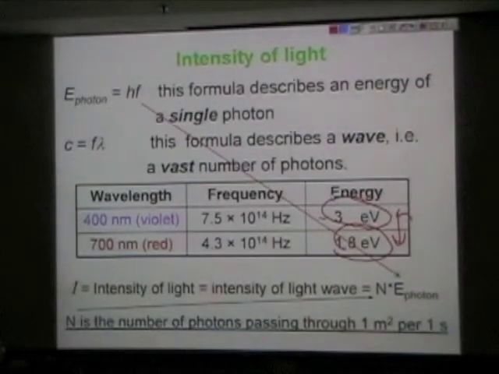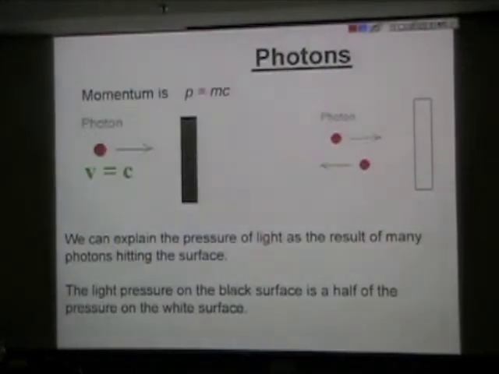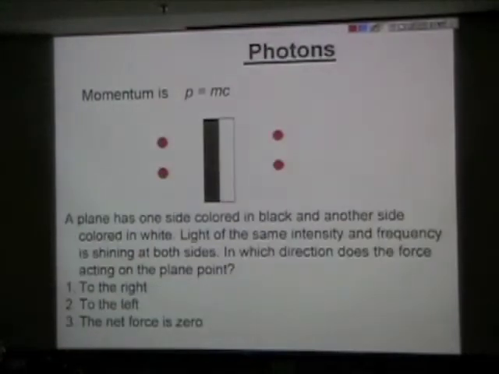Well, if we have many photons, we just need to multiply the energy of a single photon by the number of photons, and that gives the intensity of light. We can explain many experiments in terms of particle-like properties of light. For example, light pressure. In terms of particles, it's really easy to understand what's happening. When light is bouncing off of a mirror, it transfers some momentum to it. Even if light is getting absorbed, still it transfers some momentum to it. And that's how the pressure works.